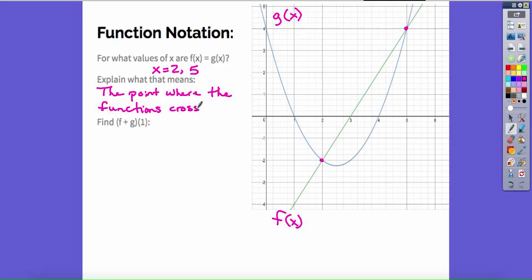The second question here, it says find (f + g) of 1. Remember that this is the same thing as finding f of 1 and adding that to g of 1. And so what we're going to do is take our input value of 1 and see where this happens on this graph.